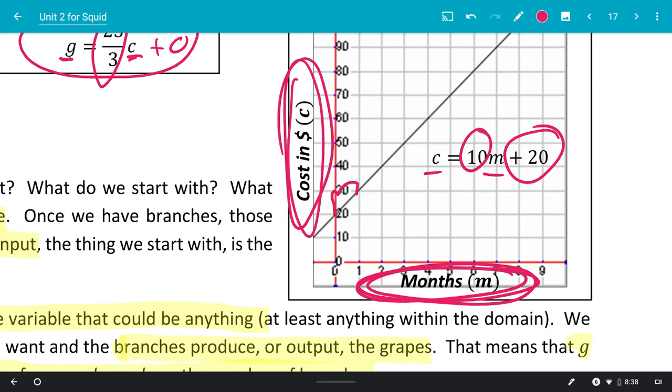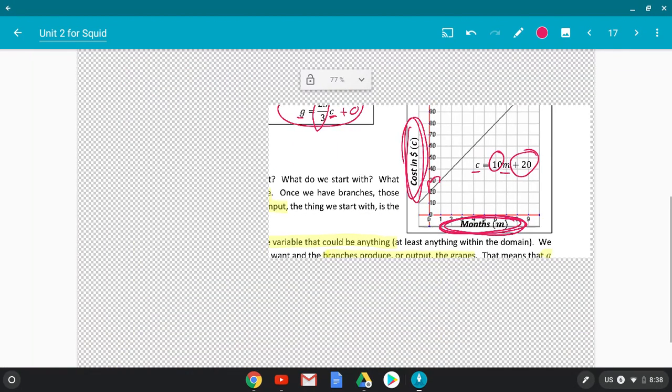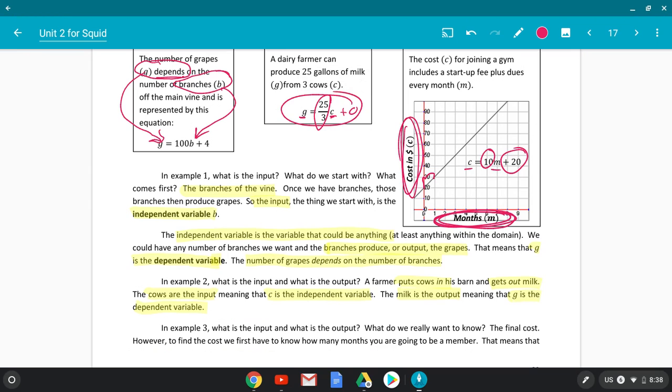Now, we're going to be given a graph and have to come up with the equation. Or we might be given an equation and have to come up with a graph. Or we might be given a situation and have to come up with an equation or a graph. Or we might be given an equation and have to come up with a situation. That's what this is all talking about.